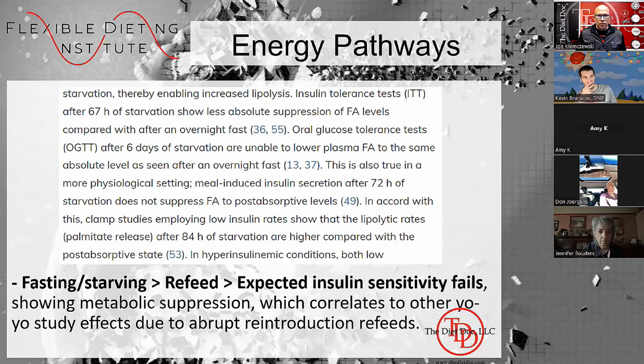Insulin tolerance tests after 67 hours of starvation show less absolute suppression of fatty acid levels compared with an overnight fast. Even oral glucose tolerance tests after 6 days of starvation are unable to lower plasma fatty acids to the same absolute level as seen after an overnight fast. So after a while, 6 days of fasting, we become less responsive to fatty acid loss. And as you'll see here, I think it's the next sentence, this is also true in a more physiological setting.